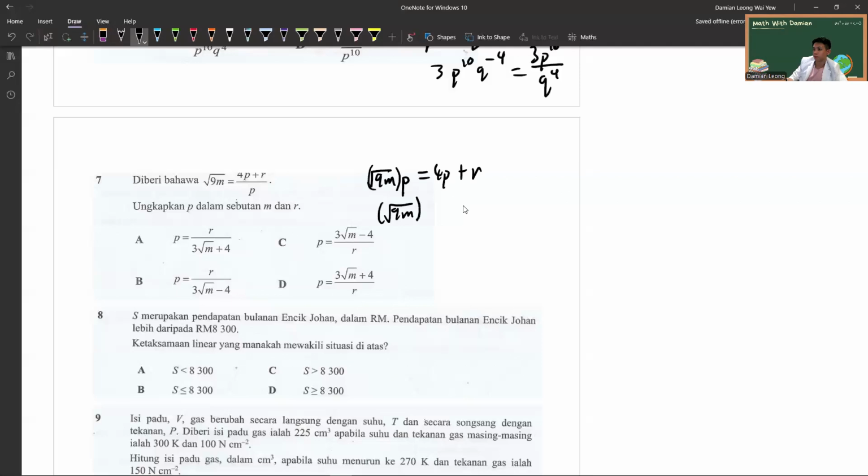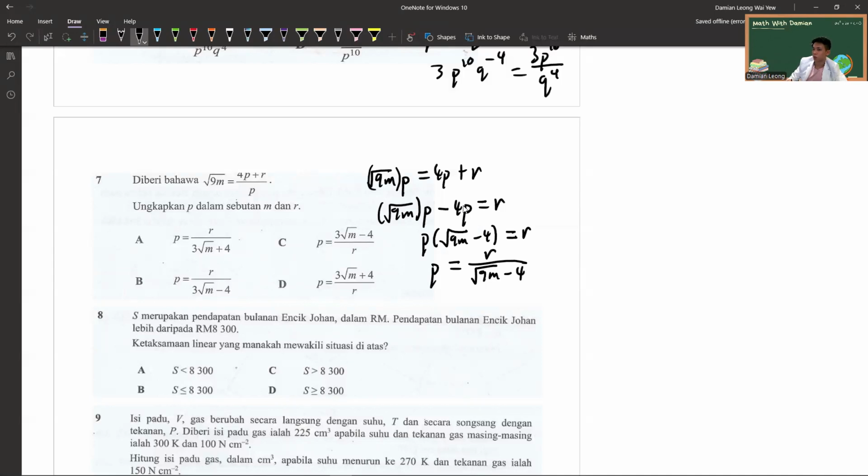Square root of 9m times p minus 4p equals r. Then, because I have multiple terms with the subject of the formula, I have to factorize the subject that I want. So it'll be p bracket square root of 9m minus 4 equals r. Then p equals r over square root of 9m minus 4.